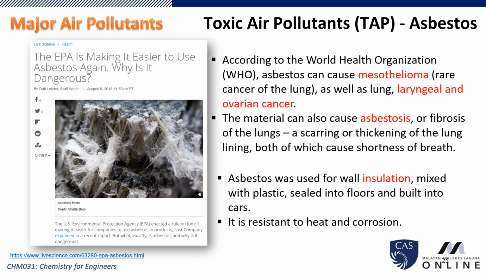According to WHO, asbestos can cause mesothelioma, which is a rare cancer of the lung, as well as lung, laryngeal, and ovarian cancer. The material can also cause asbestosis or fibrosis of the lungs, which is a scarring or thickening of the lung lining, both of which cause shortness of breath. Asbestos was used for wall insulation, mixed with plastics, sealed into floors, and built into cars. Asbestos is also resistant to heat and corrosion.